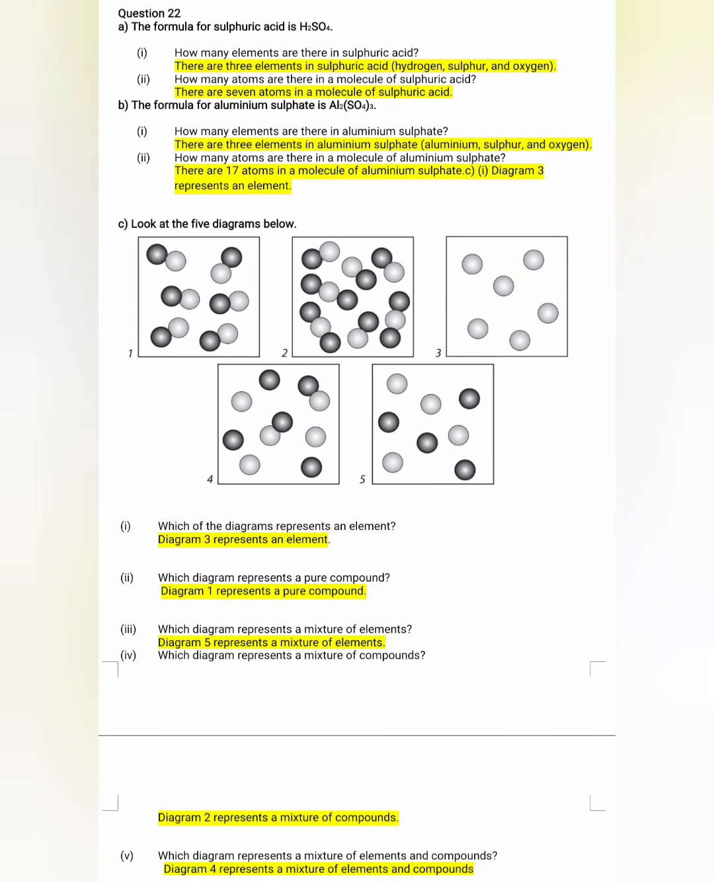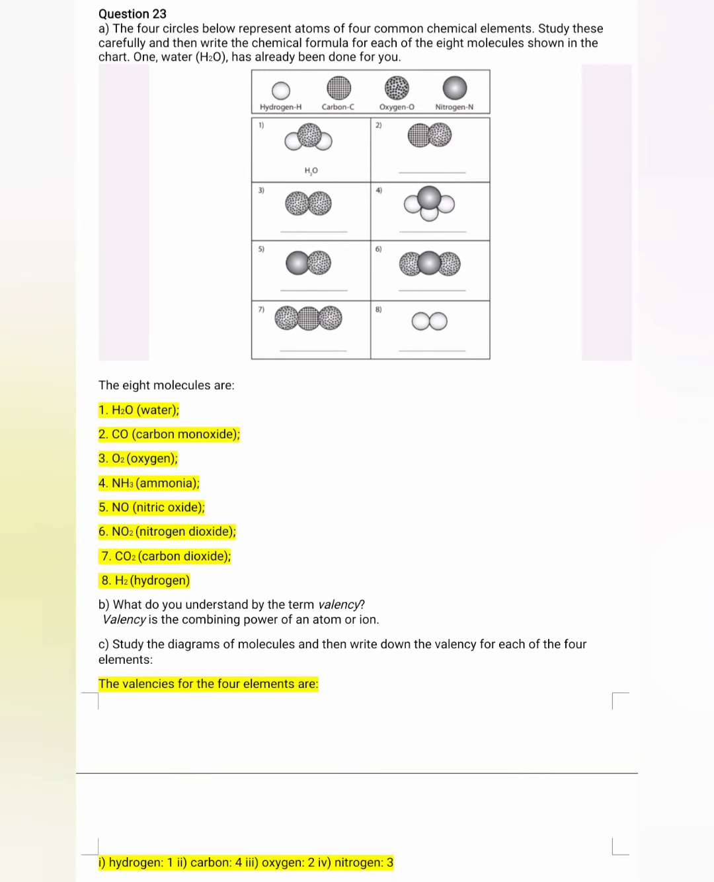Now question number 22B part will be easier for you. How many elements are there in aluminium sulfate? 3 elements: aluminium, sulfur and oxygen. How many atoms are there in a molecule of aluminium sulfate? 17 atoms, as we have discussed in detail. Now look at the diagram C and then answer. Diagram 3 represents an element, diagram 1 represents a pure compound, diagram 5 represents a mixture, diagram 2 represents a compound, diagram 4 represents an element in a compound.